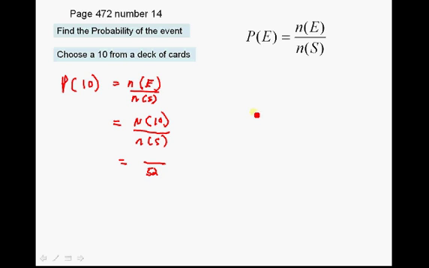Well, how many 10s are there? There's the 10 of hearts, a 10 of clubs, a 10 of spades, and then a 10 of diamonds. So there are 4 different 10s that you could possibly get. So then it'll be 4 over 52, and you reduce that down to 1 over 13, which is approximately 0.08, or about 8%. So there's an 8% chance of choosing a 10 from a deck of cards.